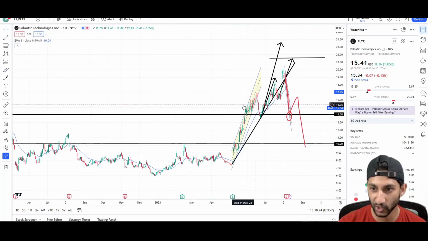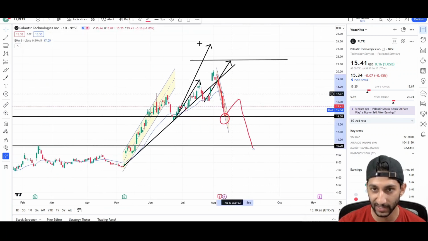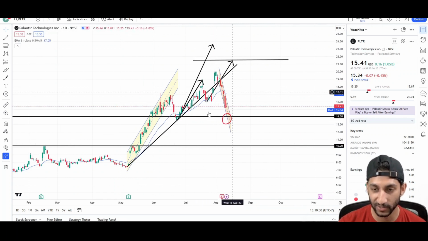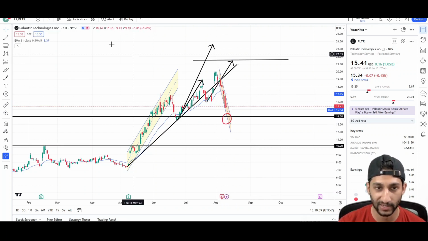This chart looks very similar to a bunch of tech stocks like SoFi, NEO, even Tesla. These charts look very similar, where we had an uptrend. Now we're in a pullback state. So Palantir is pulling back, and I'm not looking for higher price targets until this downtrend is complete. Now let's take a look at the weekly chart.